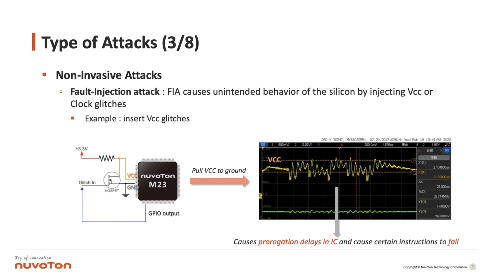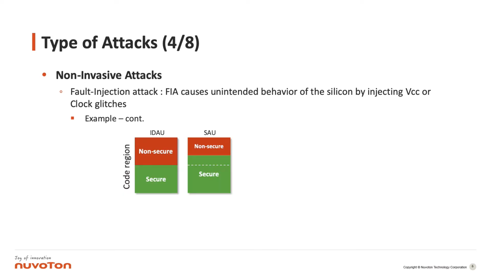VCC jitter will cause propagation delay inside the MCU. Simply put, there will be signal delays in the logic gates inside the MCU. Signal delay may cause the clock and the read and write signals to be out of sync, leading to register write errors. This attack method can be used to tamper with TrustZone settings. TrustZone's secure world and non-secure world are set through two system components. One is IDAU, and the other is SAU.